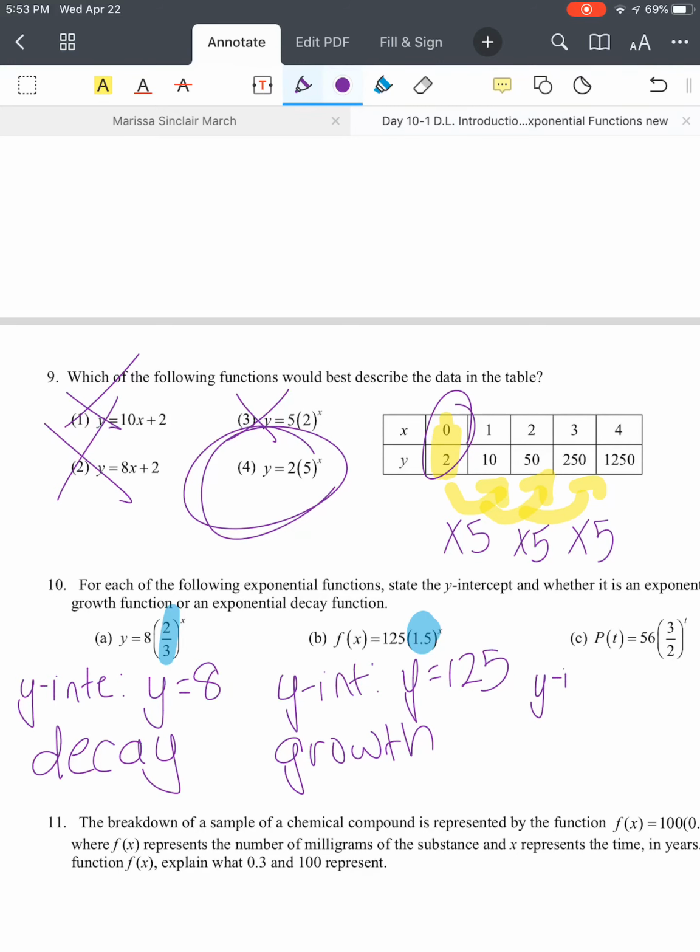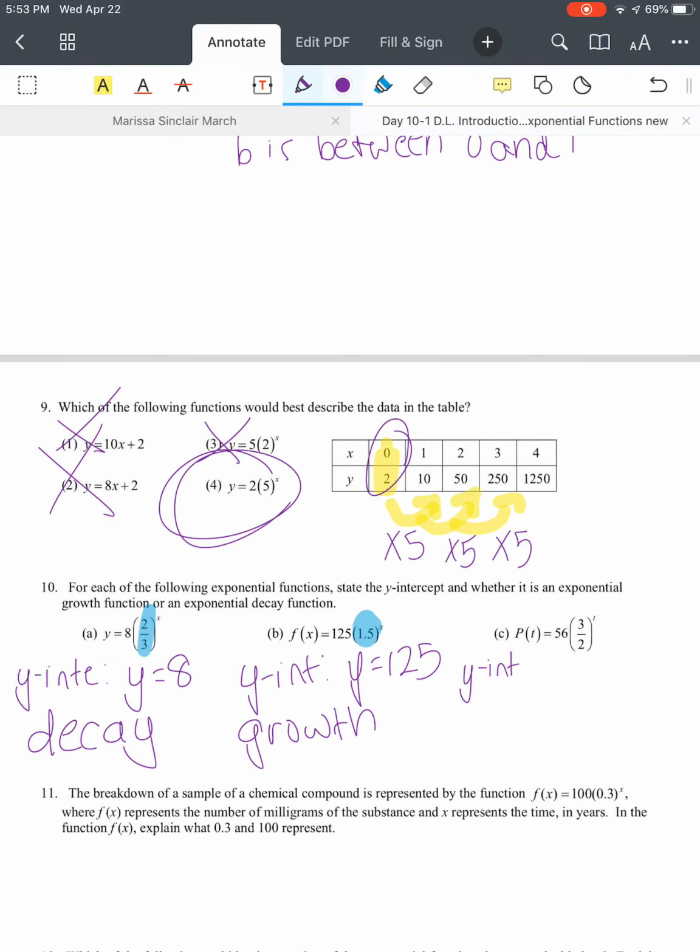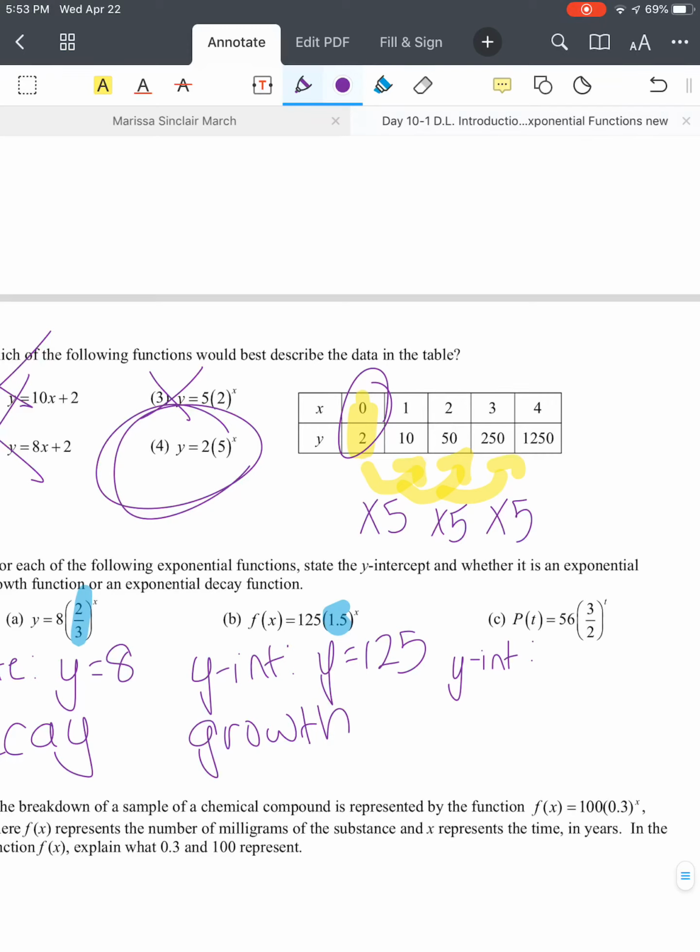Okay, C, the y-intercept is 56. So y equals 56. This crosses the y-axis at 56. This one might be a little bit tricky. I have 3 over 2. Well, 3 over 2 is 1.5, so this is growth.